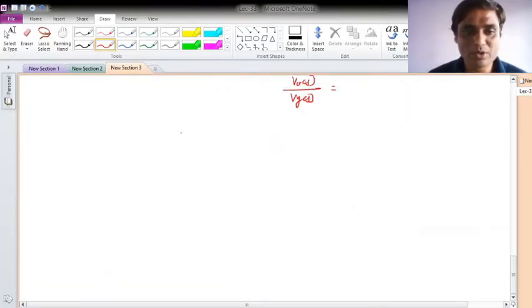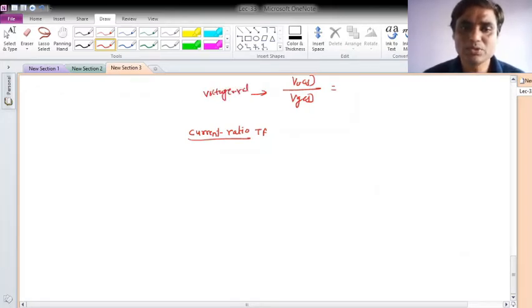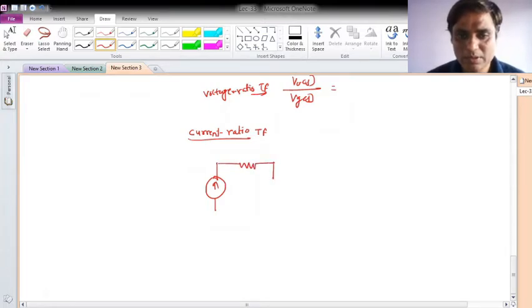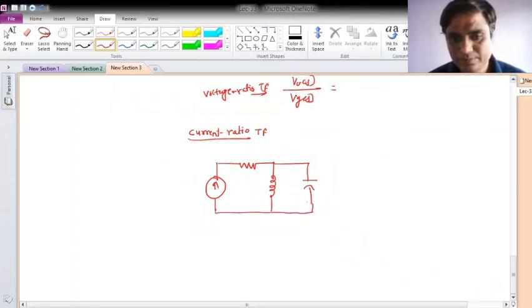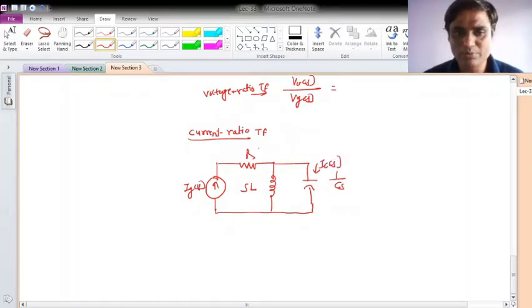Now let me take the current ratio transfer function. That was the voltage ratio transfer function. For that, let me take the current generator for the same circuit: R, L, and this is C. Suppose this is my IG of S, SL, and 1 over CS. Say I am interested to compute the current ratio transfer function.